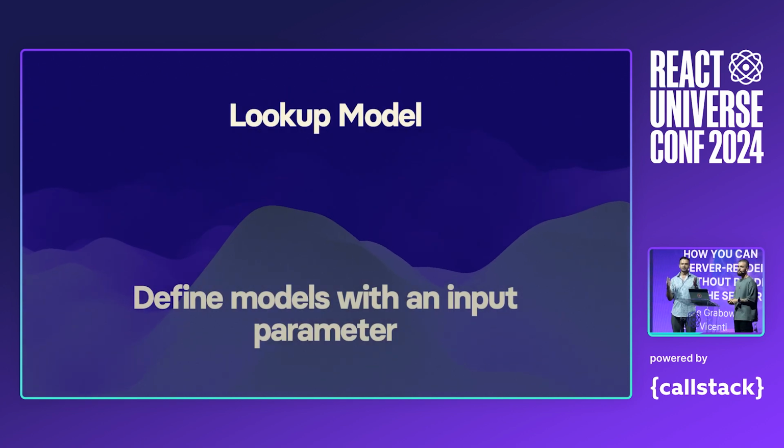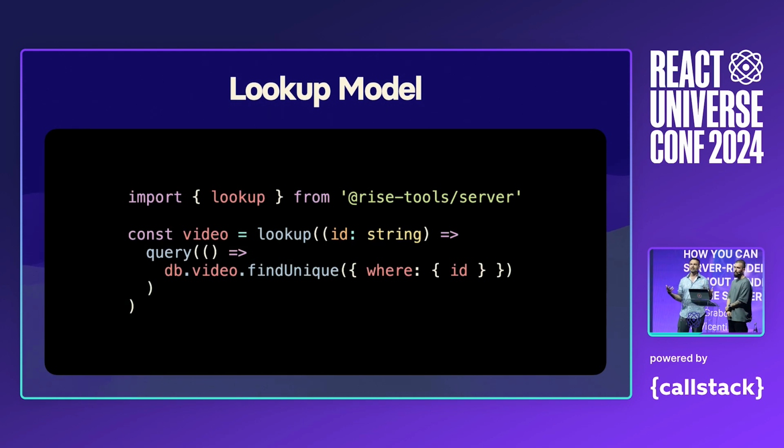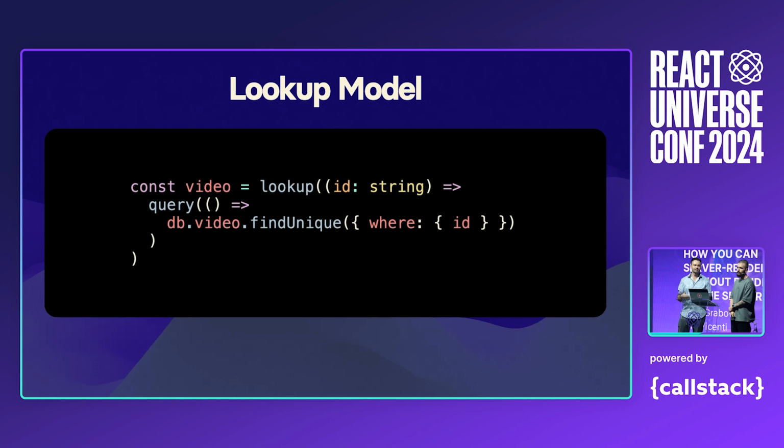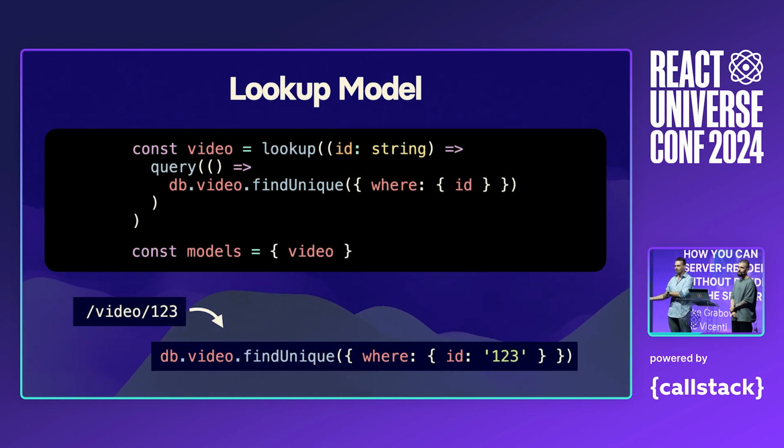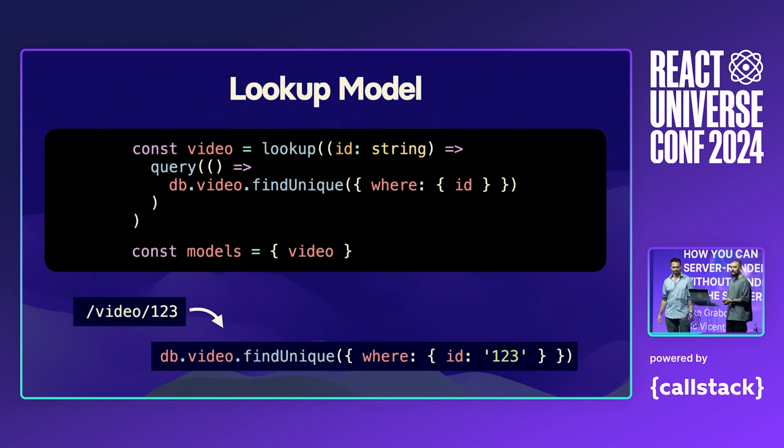Absolutely. And the last building block we're going to talk about is the lookup model. And that allows you to define other models with an input query parameter. So it takes the string and it outputs the model. And you can pass in a param to a lookup model through a path. So for example, if path is video/123, ID will be 123, and the actual query that will run, as you can see on the bottom, will be with ID 123.